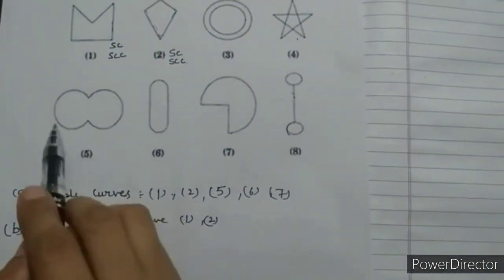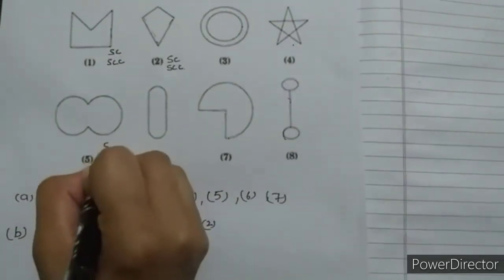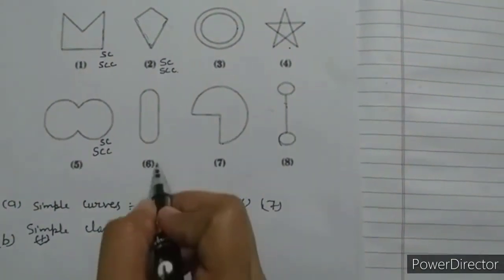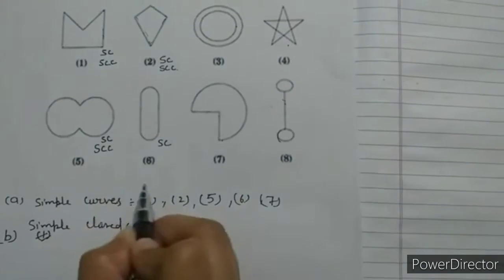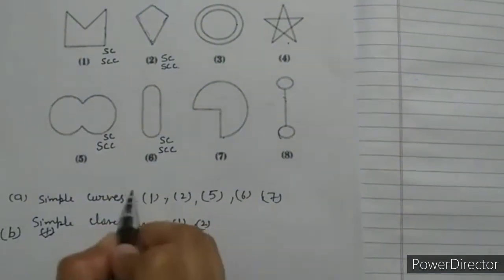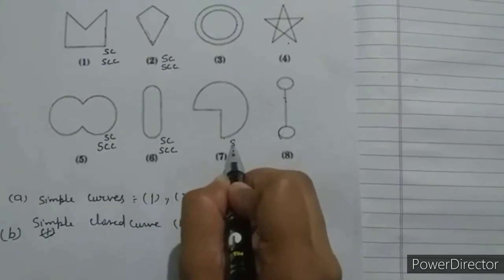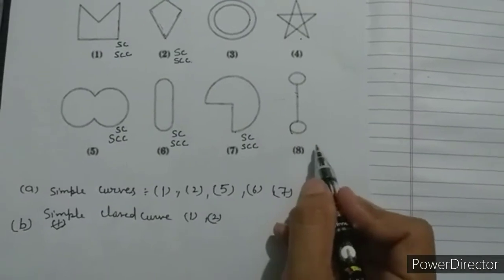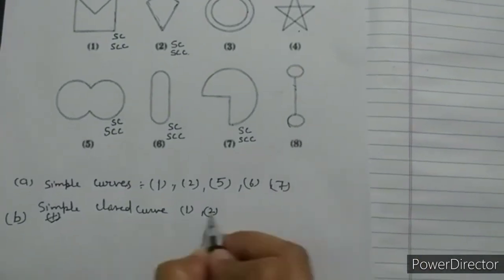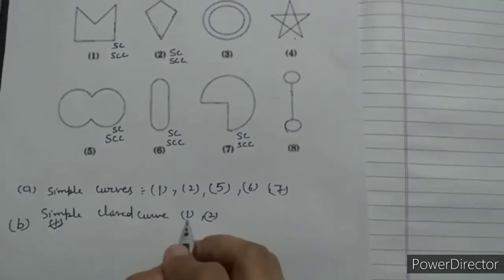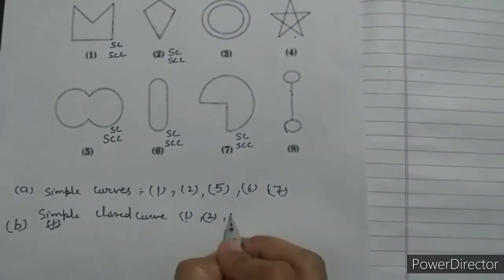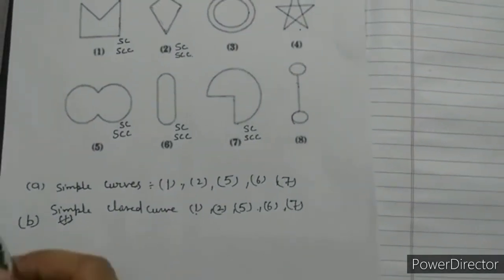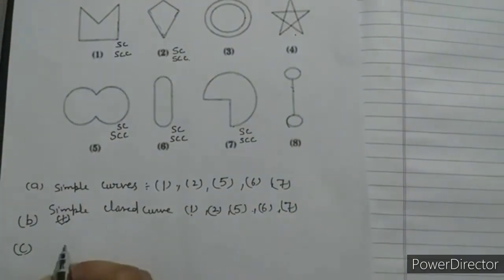Figure number 5 is a simple closed curve. Yes, figure number 5 is a simple curve as well as a simple closed curve. Figure number 6 is a simple curve as well as a simple closed curve. Figure number 7 is a simple curve as well as a simple closed curve. Figure number 8 is neither a simple curve nor a simple closed curve. So we have simple closed curves: figure number 1, figure number 2, 5, 6 and 7.